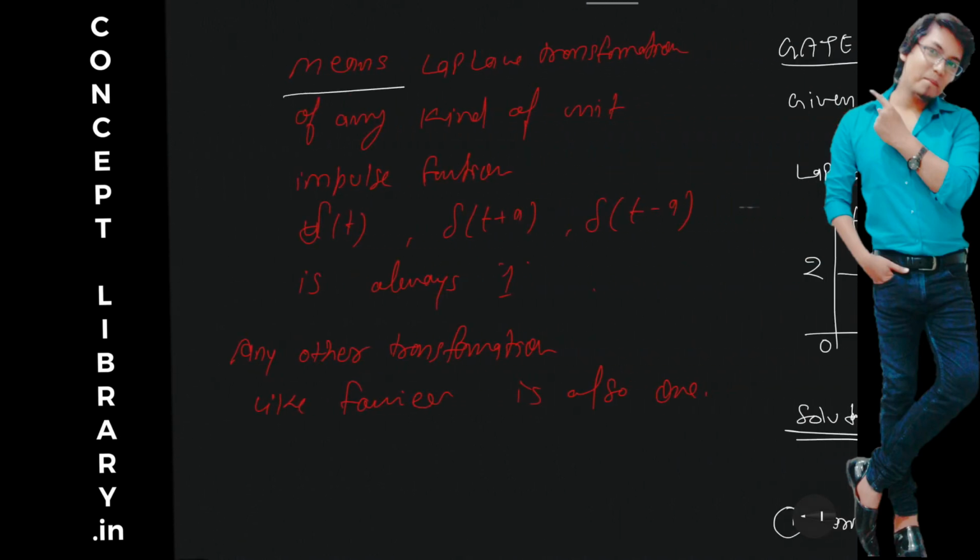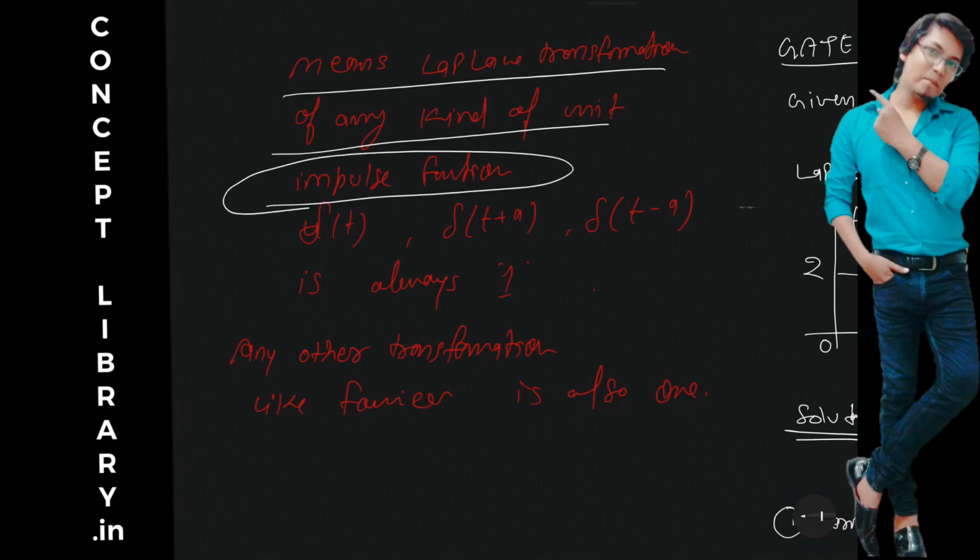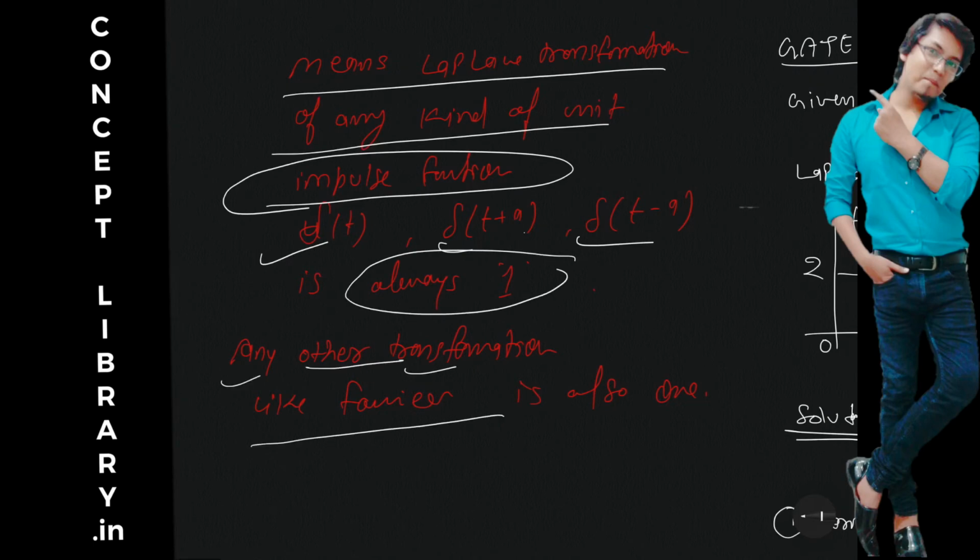So the Laplace transformation of any kind of unit impulse function, either this or this or this, any type, is always 1. Not only Laplace transformation, any other transformation, like Fourier transformation, is also 1. For which one? For the impulse function, for the unit impulse function.